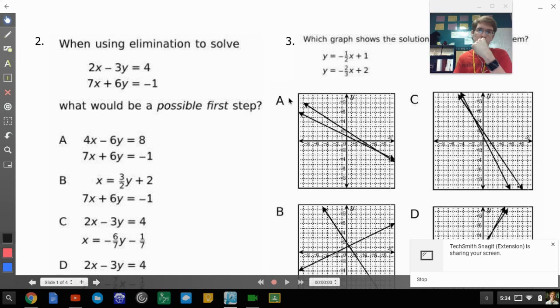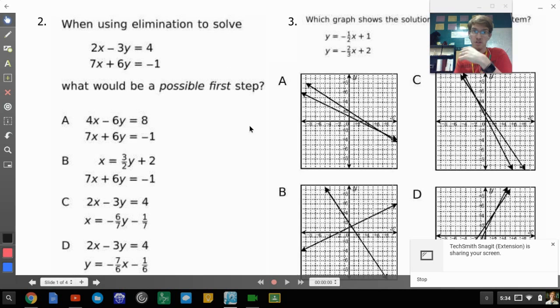Number two, when using elimination to solve this system, what will be a possible first step? Elimination. In our first step of elimination, we would need to have a zero pair, right? By the way, this is going to include substitution and elimination, or graphing for that matter. It's going to be all over the place. But zero pairs is what we're looking for.